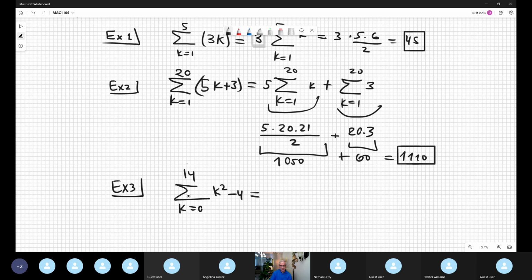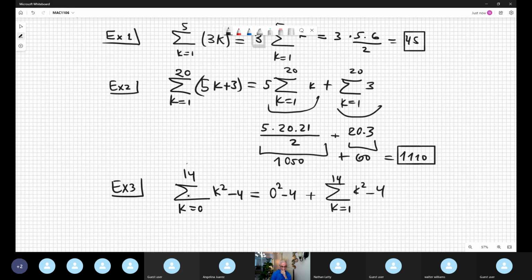Any property that we studied before, we start in 1, not in 0. It's okay. How do you solve that problem? Well, you separate, you evaluate in 0, so 0 squared minus 4. You separate the first element, and you have the summation now from k equals 1 to 14 of k squared minus 4. Do you understand this idea?